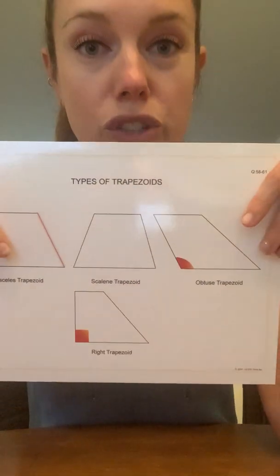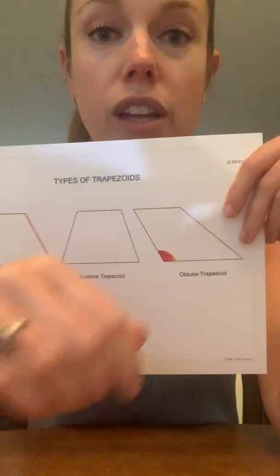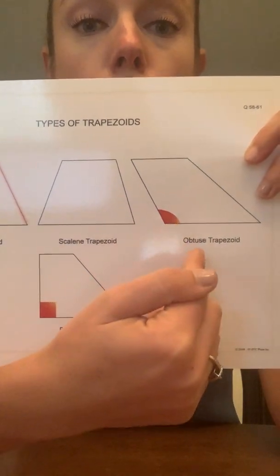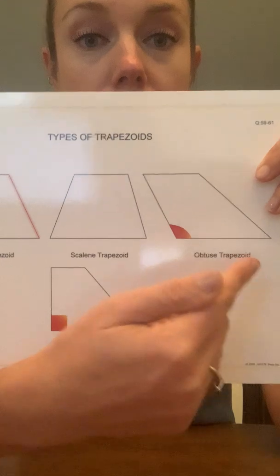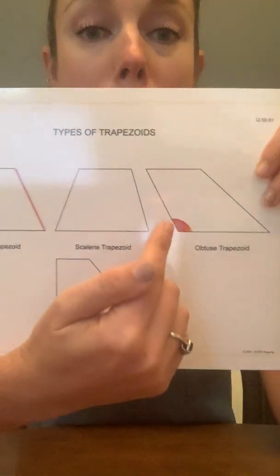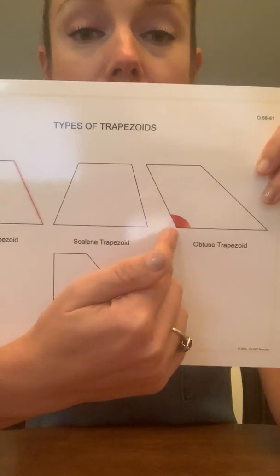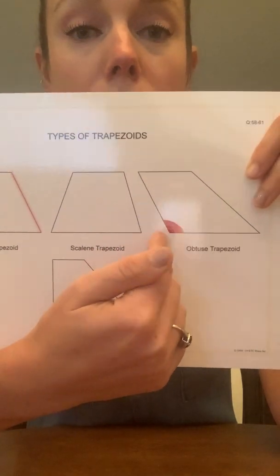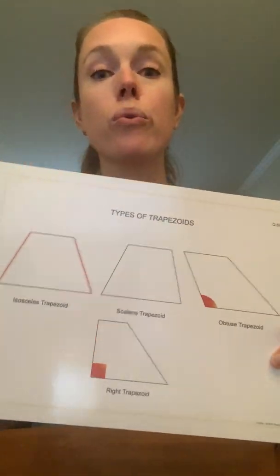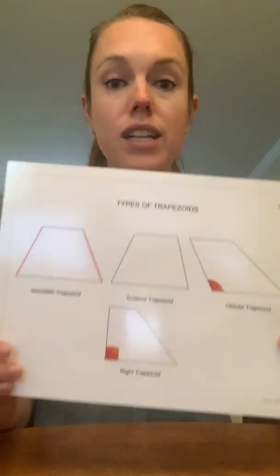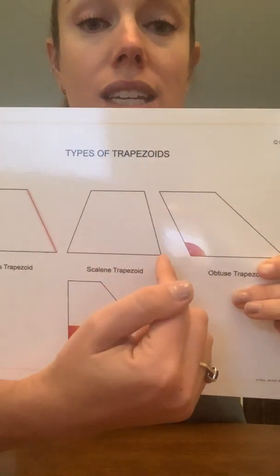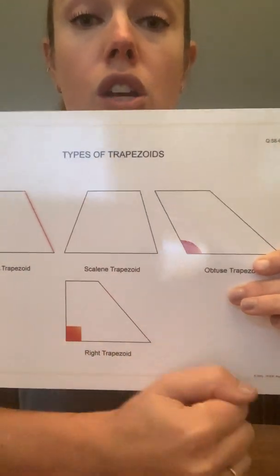The other 2 types of trapezoids, we're going to be focusing on the angles, not on the sides. So here we have what's called an obtuse trapezoid. We know that this is an obtuse trapezoid because there is an obtuse angle inside of the trapezoid. Remember that the word obtuse means that it is greater than 90 degrees or it is larger than a right angle. So we see here, this is an obtuse trapezoid.